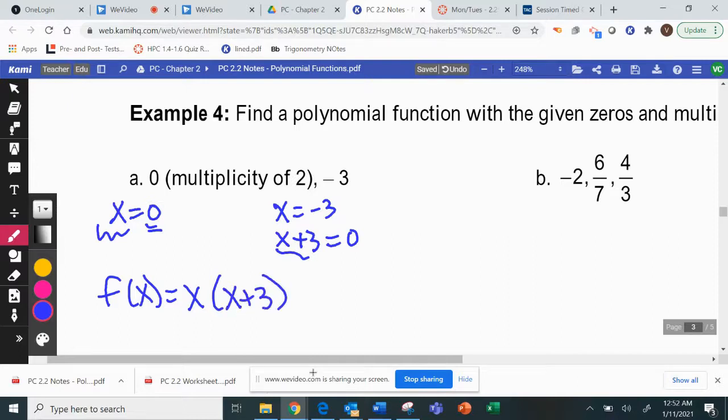Now, 0 with a multiplicity of 2 means the factor that gave us 0 has to be squared. So if you could also think about it, there being 2 of these, and they would multiply back together. x times x is x squared.